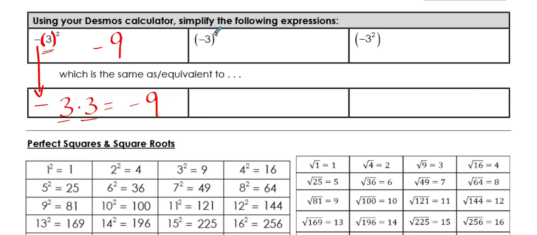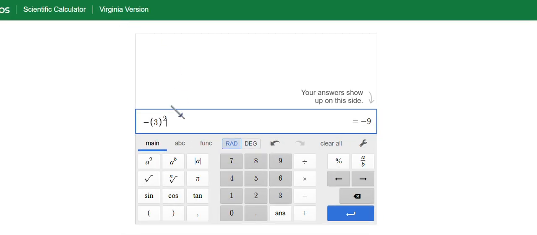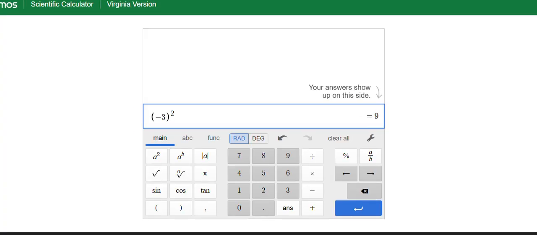Using that same logic, the exponent affects everything inside the parentheses. So this is actually saying we're going to take that whole thing and multiply it by itself 2 times. Negative 3 times another negative 3. That negative is included in the multiplication because it's inside the parentheses. So we probably don't need Desmos for this, but I just want to show it. Negative 3, where the negative is inside the parentheses, squared. That's negative 3 times negative 3, so it gives us a positive 9.